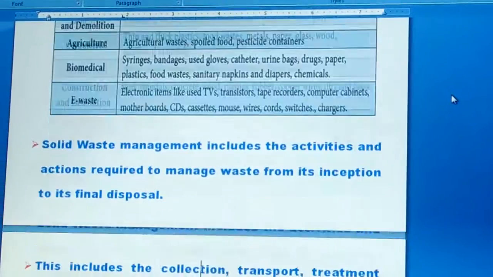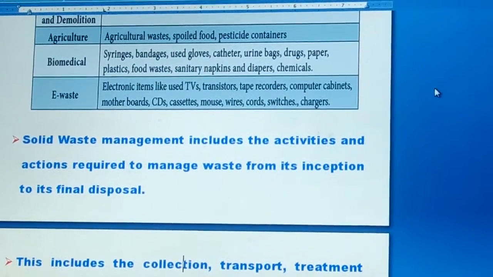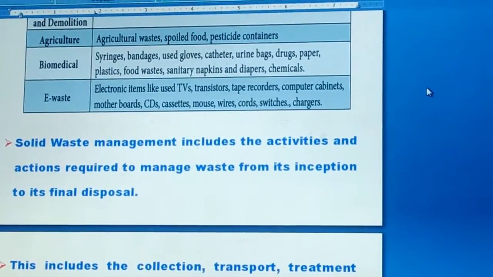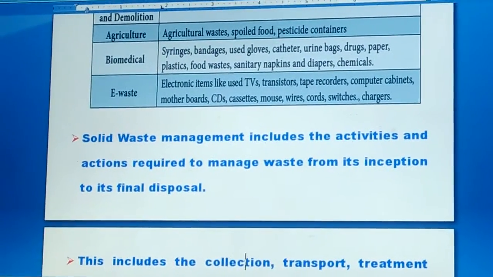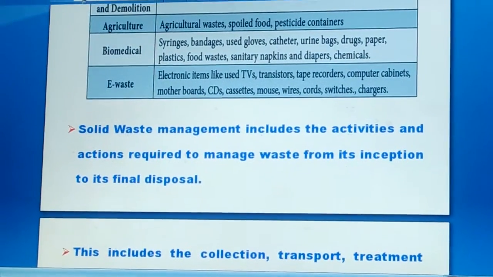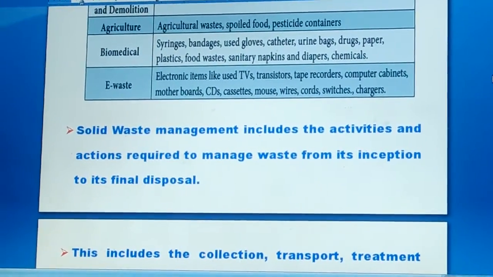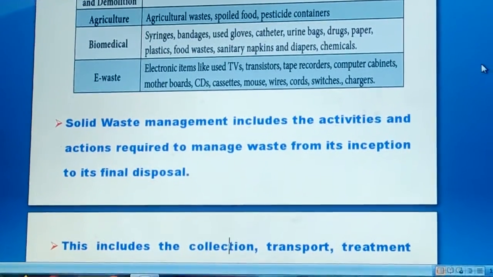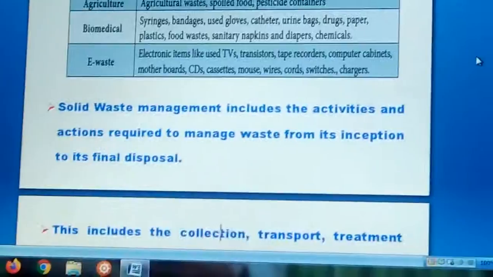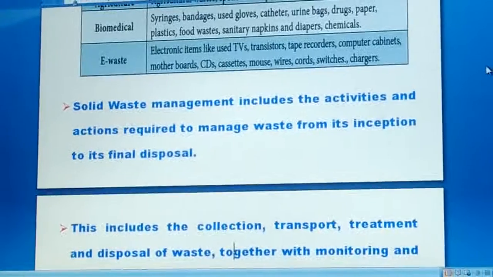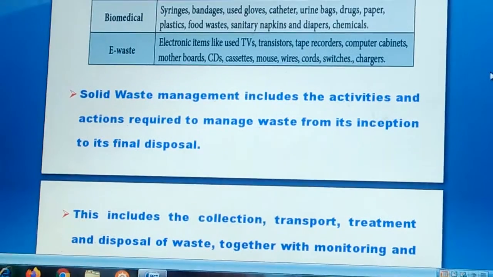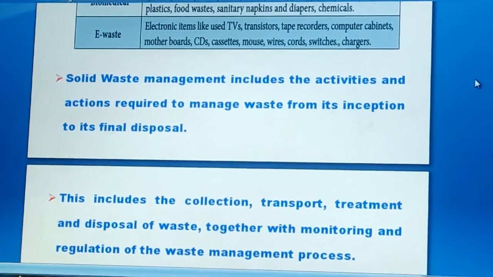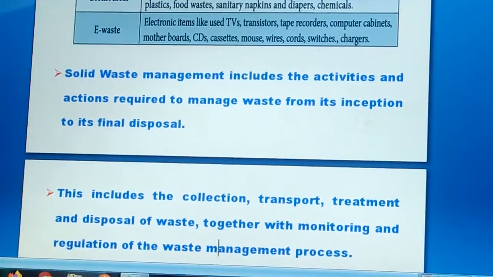Then solid waste management. So, how are we going to manage this solid waste? See, solid waste management includes the activities and actions required to manage waste from its inception to its final disposal. Before disposing the waste, we have to treat it in a proper way. By converting these toxic materials into non-toxic materials, only then can we dispose the waste on the land as well as in the air or the water. If you follow this in a proper way, the environment will be protected from pollution.